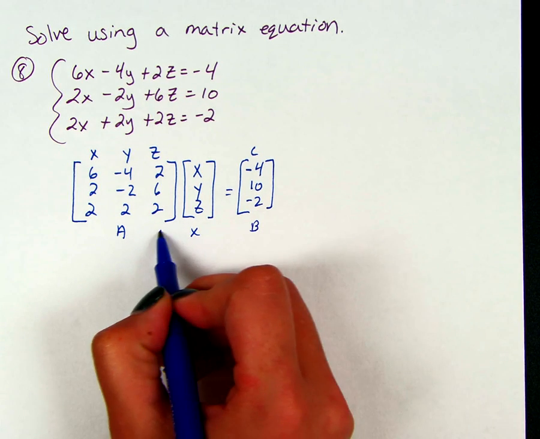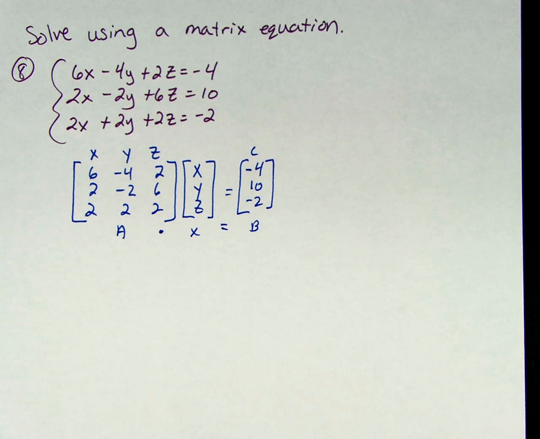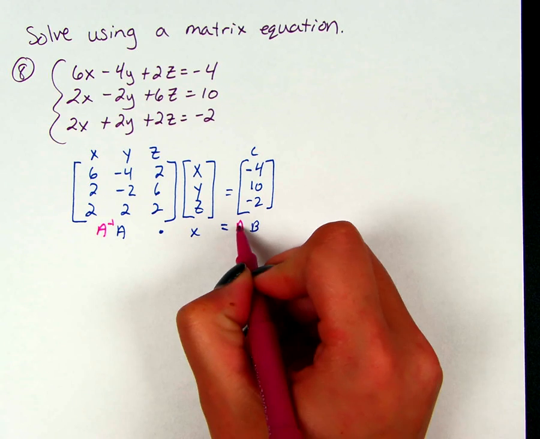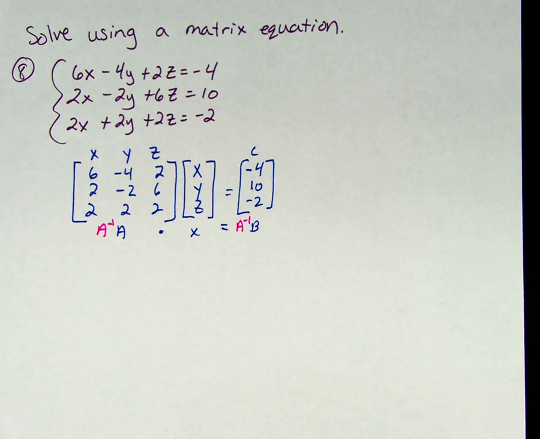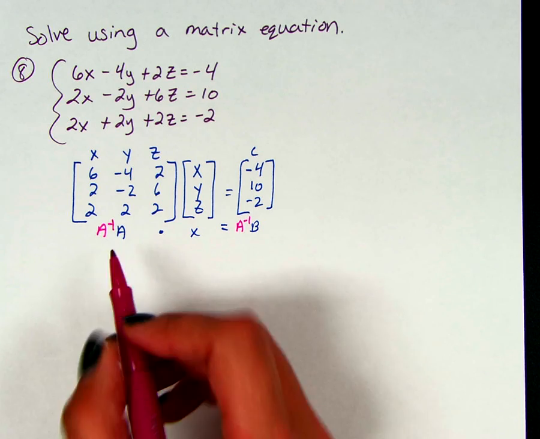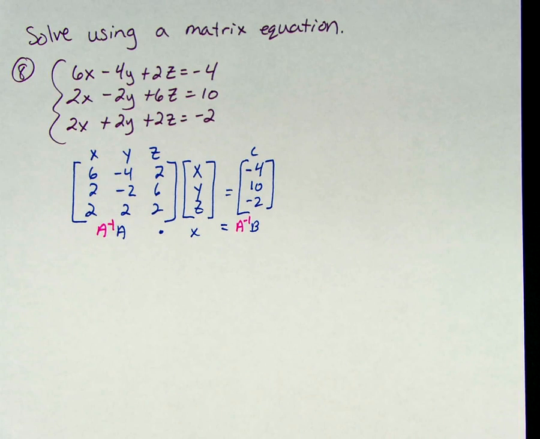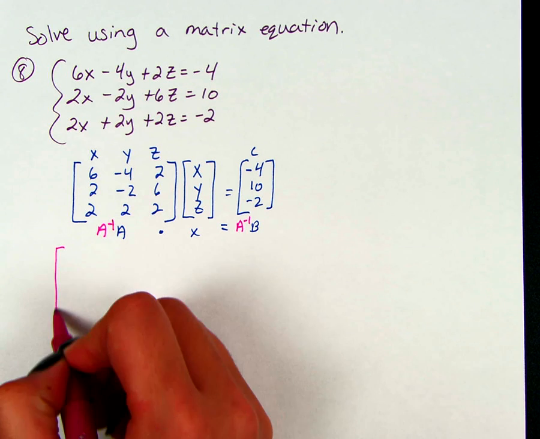So again, looking at this, it's the same idea as our matrix A times x equals matrix B. So when we're solving, we have to get rid of this matrix A by multiplying by its inverse to each side. So again, by doing that, it cancels this part out and we are left with x equals the inverse of A times B. Okay? So that's what we're going to do next.